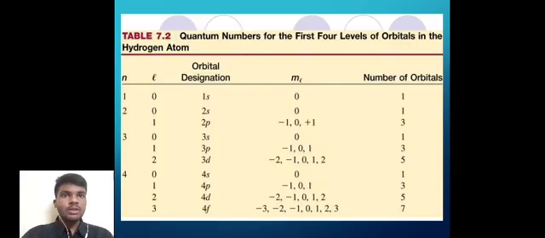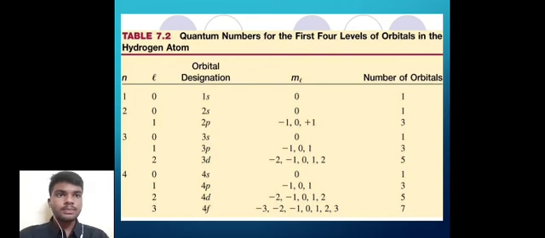You can observe the given table of quantum numbers for the first 4 levels of orbitals in the hydrogen atom. The columns are n and l, electronic configuration or orbital distribution, m sub l, and number of orbitals. You can see n in order 1, 2, 3, 4 and l as 0, 0, 1, 0, 1, 2, 0, 1, 2, 3. The electronic configurations are 1s, 2s, 2p, 3s, 3p, 3d, 4s, 4p, 4d, 4f.